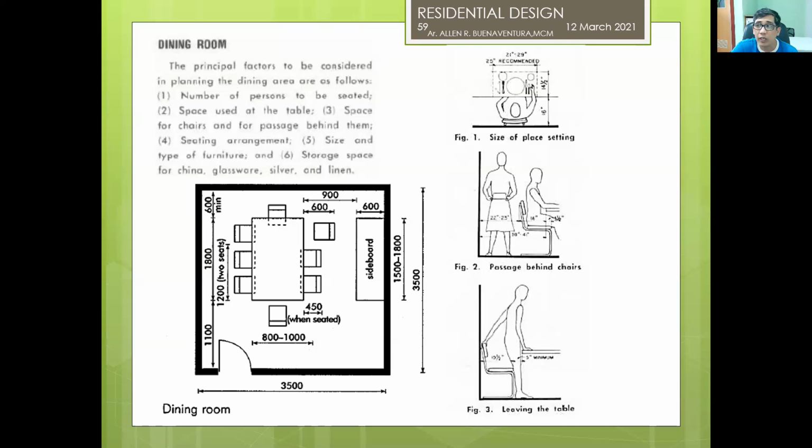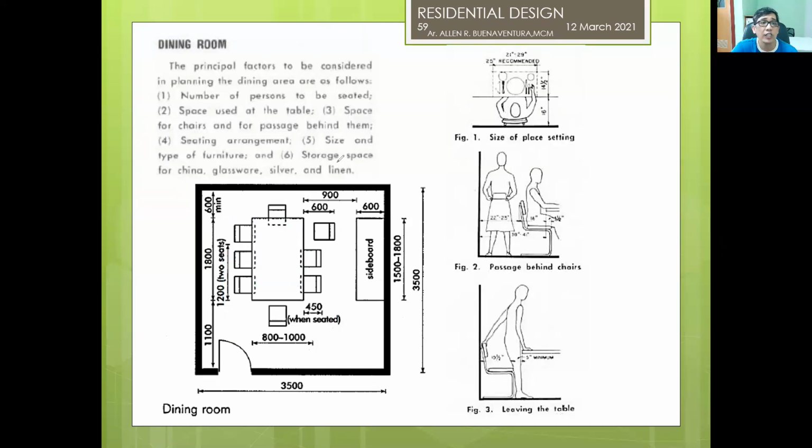So there should be a clear passageway at the back of the dining area so that people will not be disturbed during the time they are eating. And seating arrangement: what is the possible type or shape of the table? How will they be seated? Is there a head chair? Will the father sit at the head of the table, or will the father sit at the center of the table? That should be discussed with the owners.